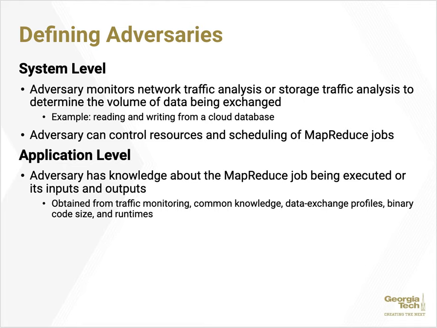So let's say that the intermediate key value pairs denote that it's pulling from census information. Well, some of that information is publicly available, so you're able to ascertain information about the inputs and outputs that would be performed on that MapReduce job. Additionally, you can use data exchange profiles, binary code size, and runtimes to determine some of this information.